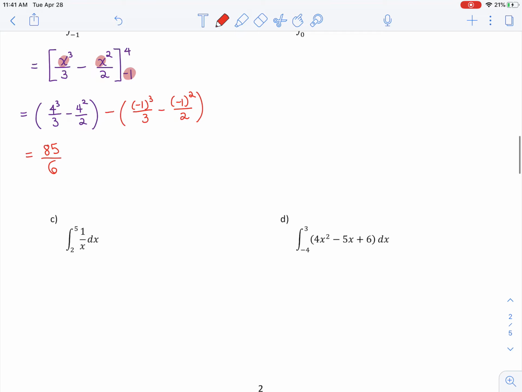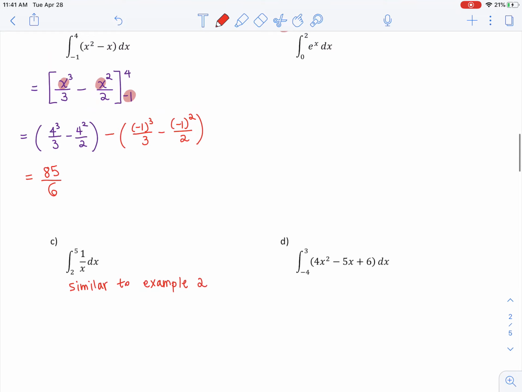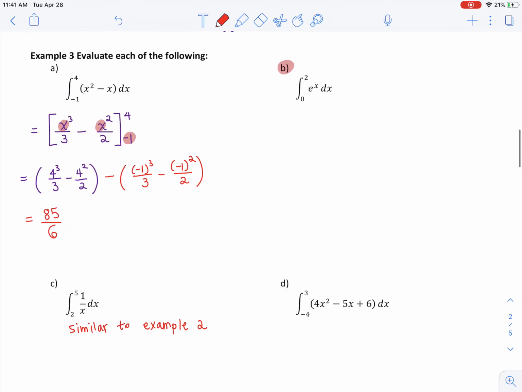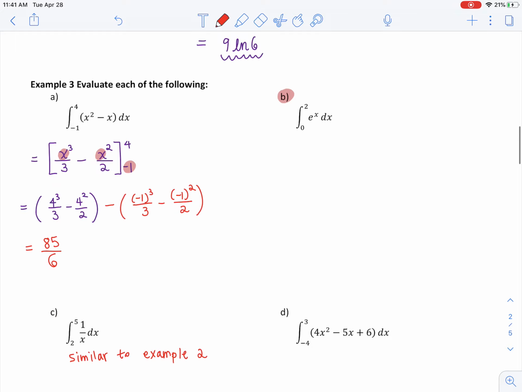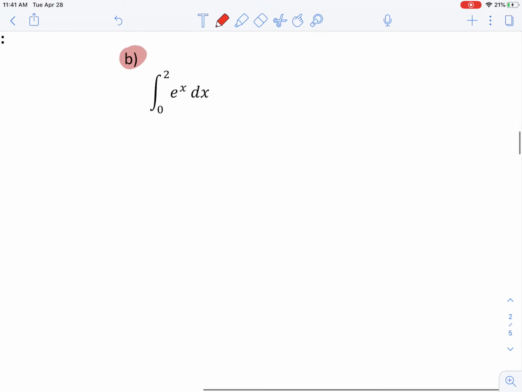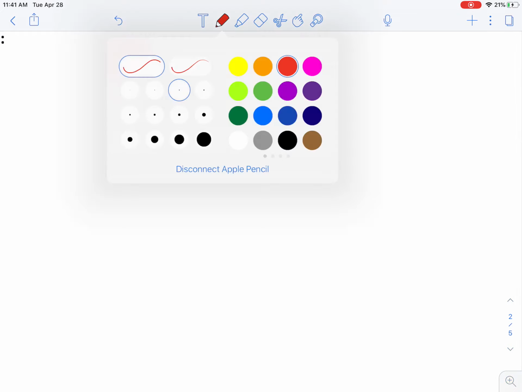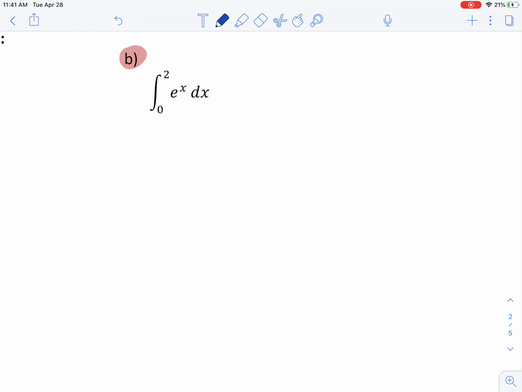Because C, isn't that very, very similar to example 2, right? I'll just say C is similar to example 2. And D, it's going to be the same. You have to find the antiderivative and plug in 3 and negative 4. But let me just do the highlighted ones. They look a little different. Okay? So B this time.